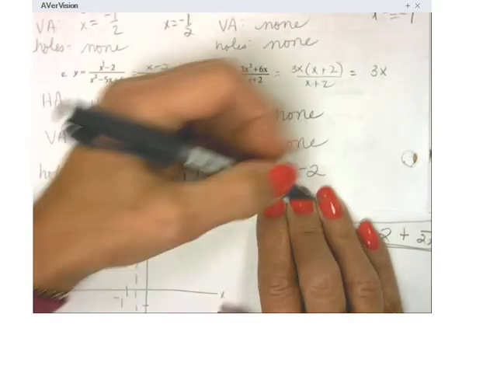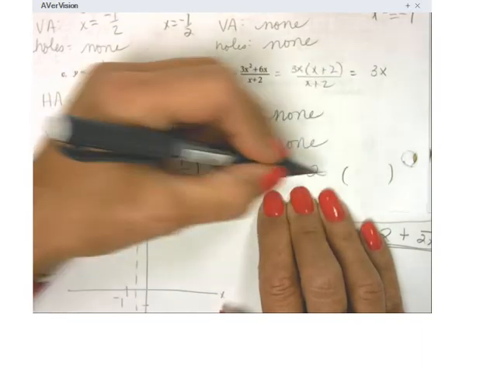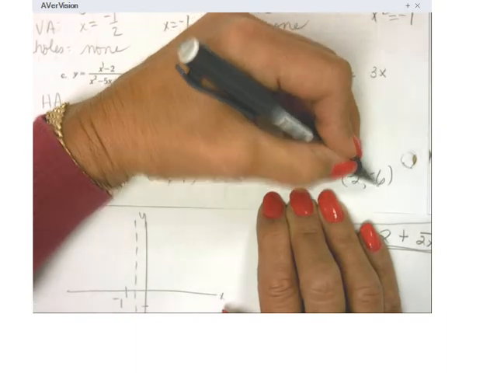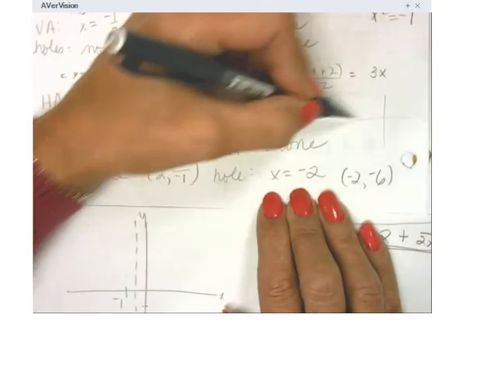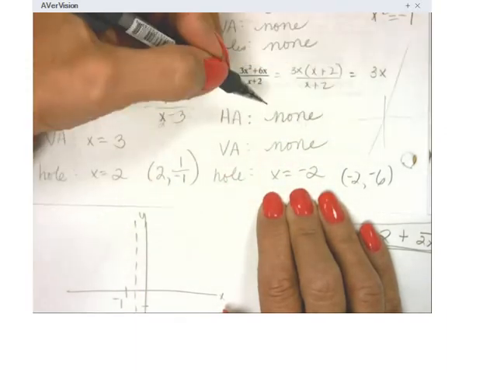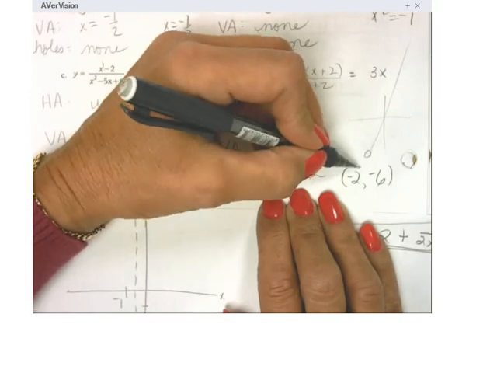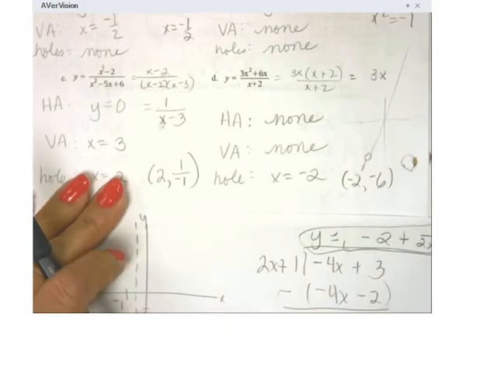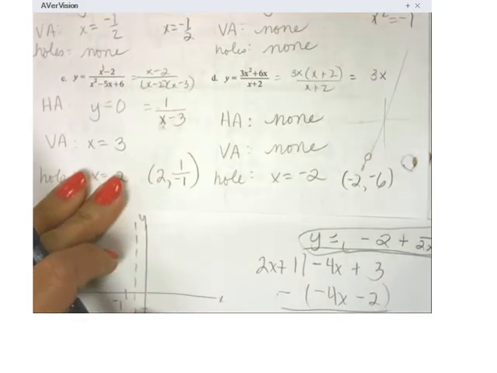Now, this does reduce down to 3x. Once again, this function does not graph exactly the same thing as this function. They're very similar, though. This graphs just the line. This graphs the line with a hole at x equals negative 2. Now, the actual point of the hole will be at negative 2. Plug negative 2 back into here at negative 6. So it's going to look like the line y equals 3x, and then down here at negative 2, negative 6, there's actually going to be a hole.